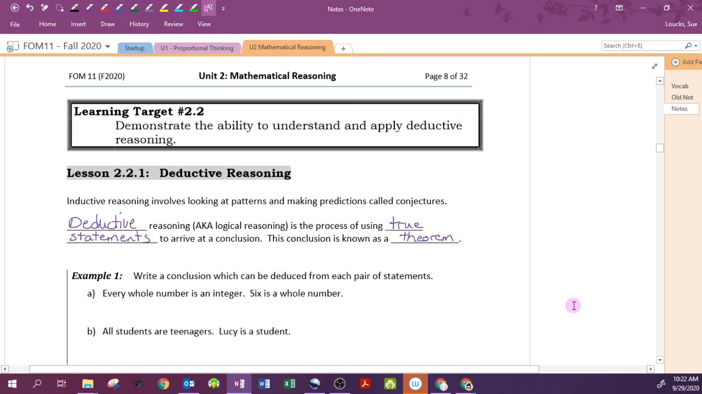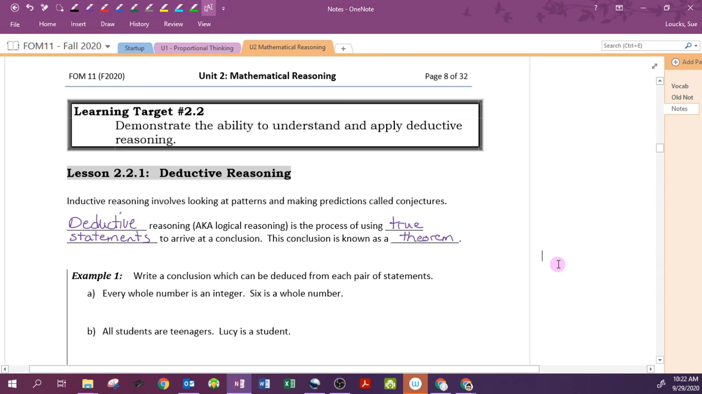It's important to understand that when we talk about a theorem in science, or where you use a lot of deductive reasoning, it's not the same as a theory when I've got a theory about how something happens. Okay, I want to put that out there.